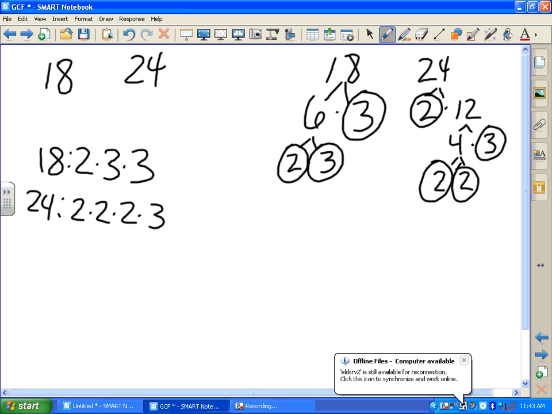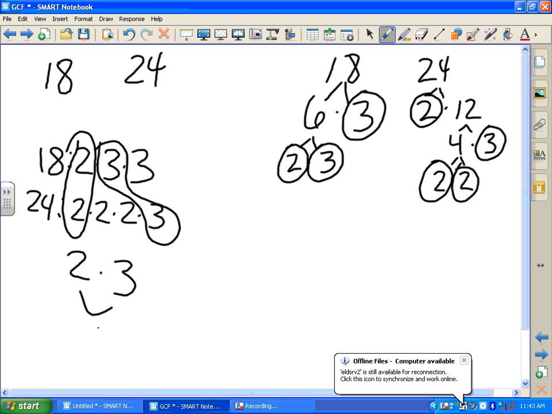Circle pairs. I have a 2 on top, 1 2 on the bottom. I have a 3 on top, a 3 on the bottom. Like that, right? So you have 2 2s. So this is 2 times 3. What is 2 times 3? 6. So my greatest common factor equals 6. These confusing me so bad. Me too.